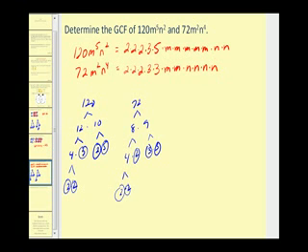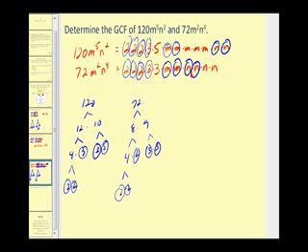Let's go ahead and identify where they overlap or what factors they have in common. Notice they have 3 factors of 2 in common, 1 factor of 3, 2 factors of m, and looks like 2 factors of n. So again, whatever we end up circling represents the greatest common factor. So our greatest common factor is equal to 2 times 2 times 2 times 3. That's 24 m squared n squared.